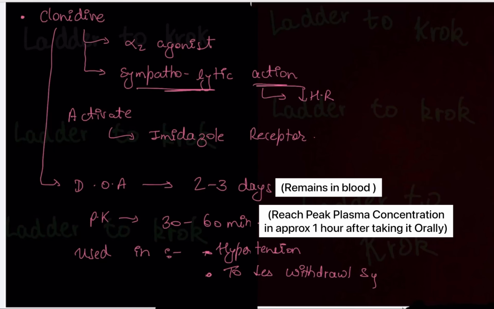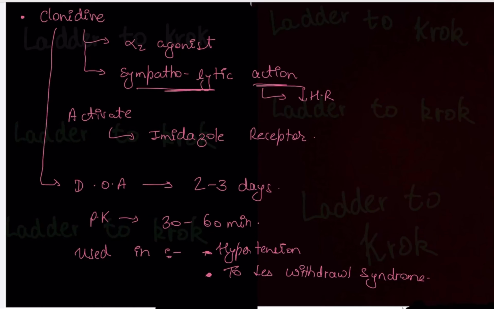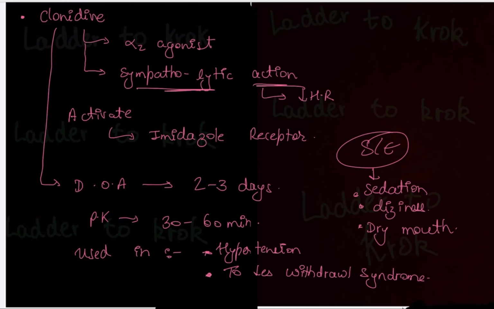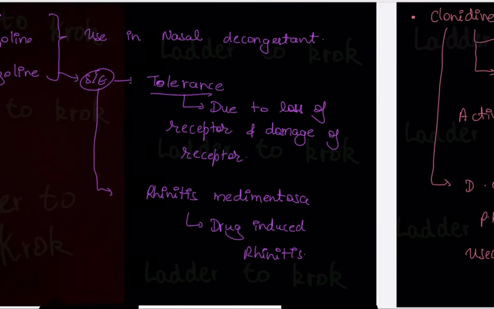We can also use this to decrease withdrawal syndrome of opioids and alcohol. If someone has withdrawal syndrome from alcohol, like a person who has been drinking for a long time, a chronic abuser of alcohol, when they want to leave alcohol, we can give those patients this drug, clonidine. Now, what are the side effects of this drug? Remember, it can cause sedation, dizziness, and dry mouth. All right, that's all from this part. Thank you.